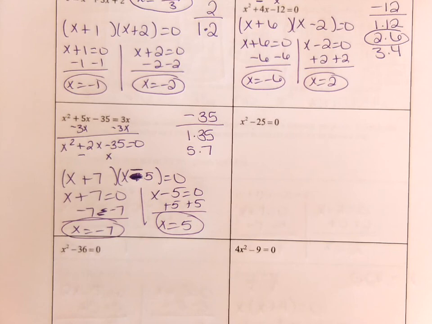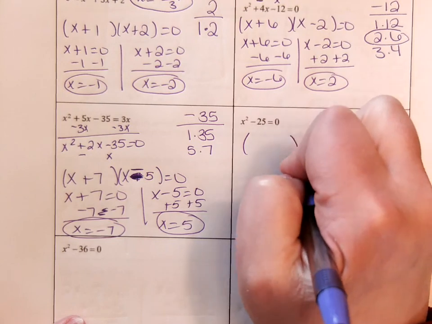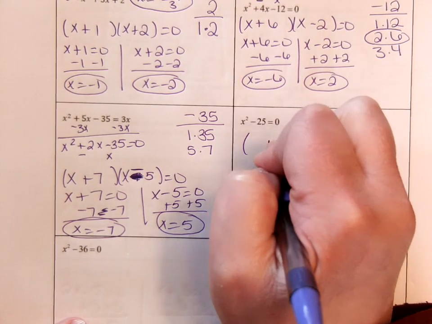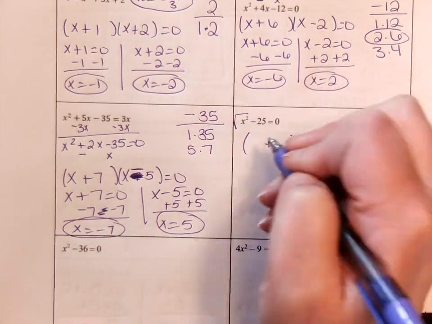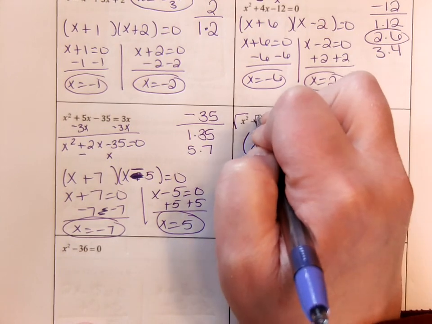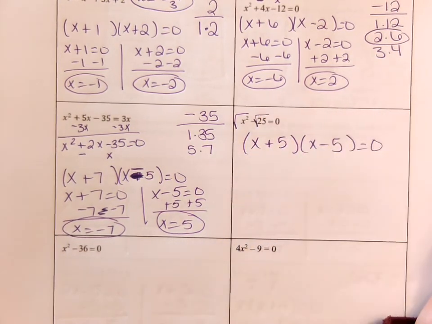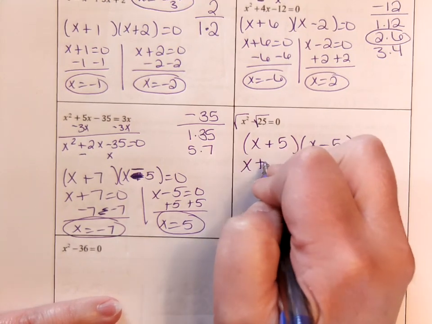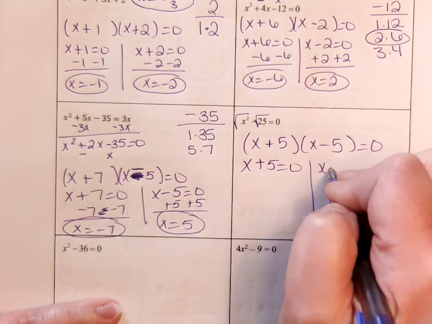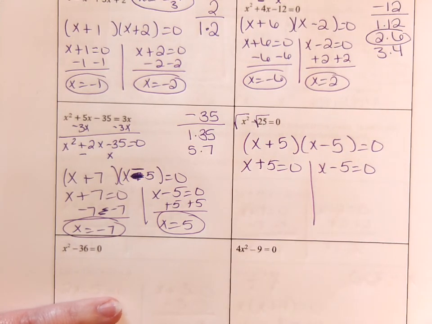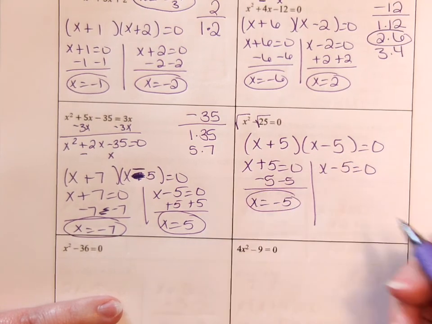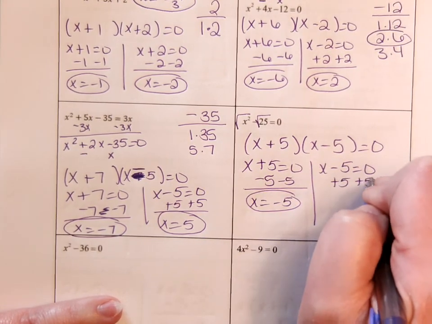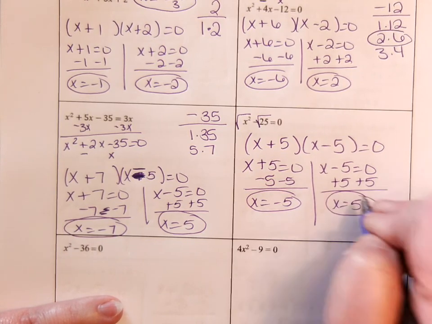So our last three, these are our difference of two perfect squares. So we make two sets of parentheses, one plus, one minus, and then we're going to take our square roots. So the square root of x squared is x, and the square root of 25 is 5. So then we do our t-bar. X plus 5 equals 0, x minus 5 equals 0. So first I'm going to subtract 5, and x equals negative 5. And then I add 5 on the other side, and x equals positive 5.